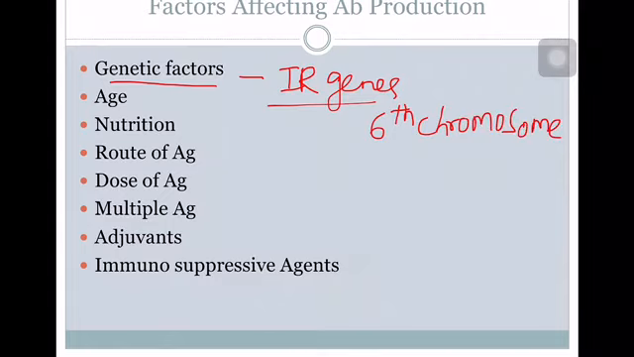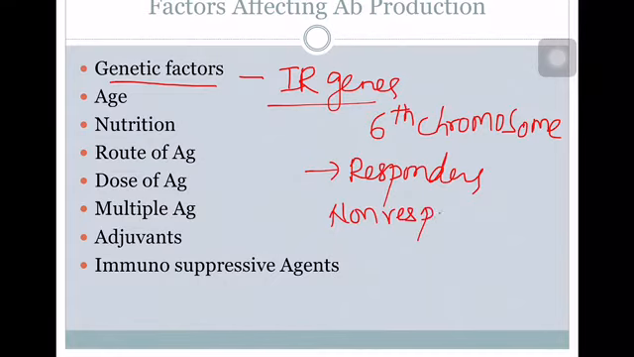If an individual responds to an antigen, then they are called responders. If an individual does not respond to an antigen, then they are called non-responders. So, the differences in the immune response shown by different individuals are determined by some genes. They are called immune response genes, which are located on the short arm of the 6th chromosome.